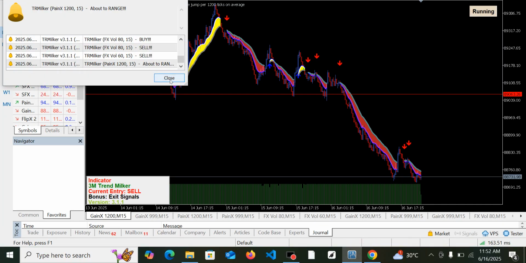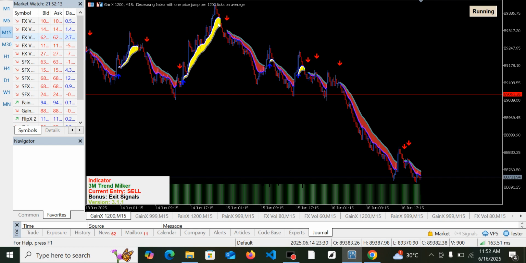So guys, this is GainX 1200. This had been on downtrend right from here. Okay, I'm on 15-minute time frame, and of course I'm using the 3M trend Mioka trading indicator to do my analysis right from here. So this started the downtrend right from this resistance zone, gave us a downtrend signal, and of course some sell signals along the line. Broke out below this support zone at this region to sell more.